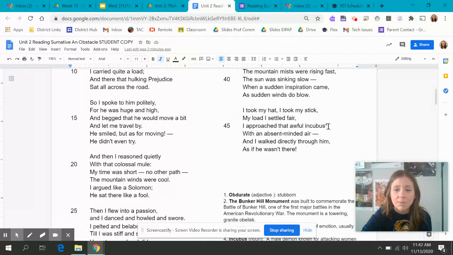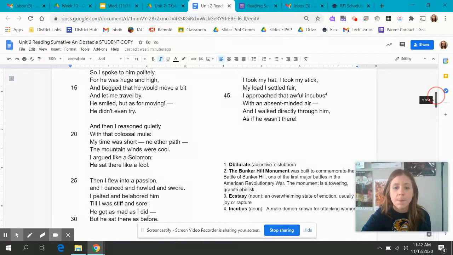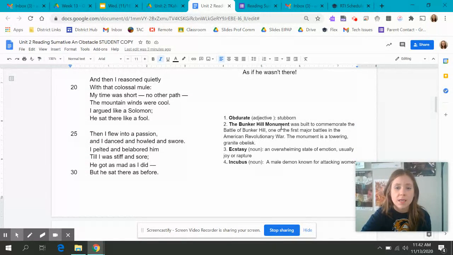So note that there are a couple of footnotes here throughout. Whenever you see a footnote, you want to scroll down to this little footnote key, and this will tell you what all those footnotes mean.